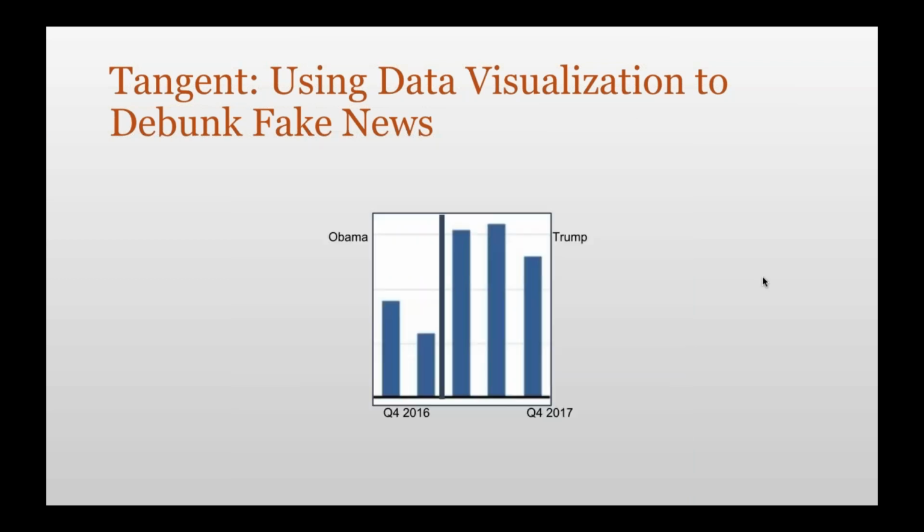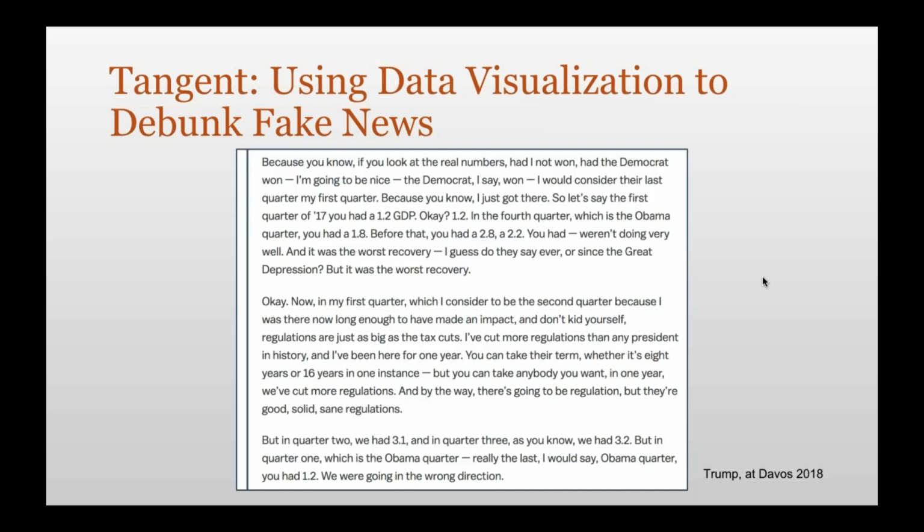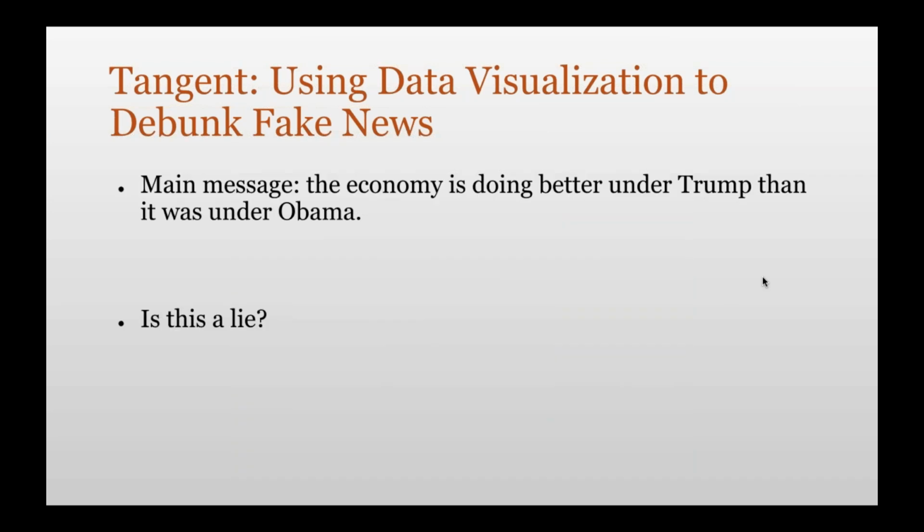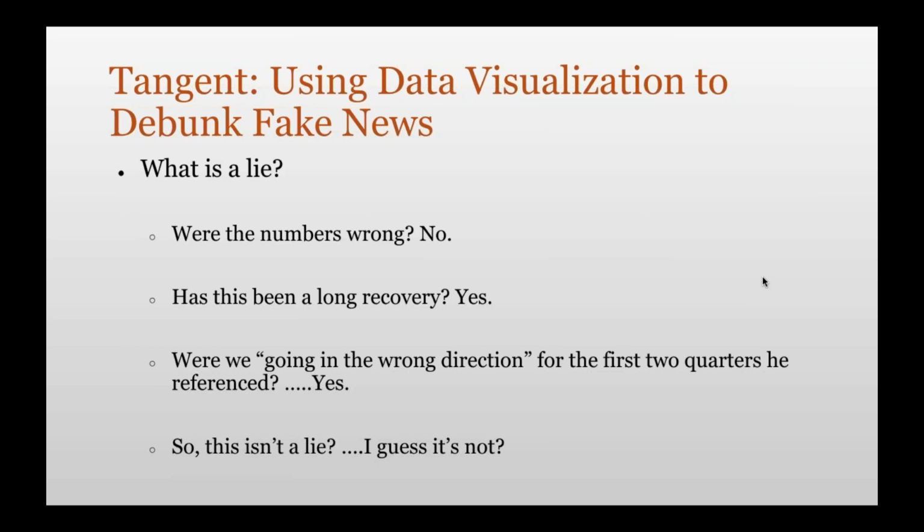So, distilling the raw numbers that he mentioned, this is just a bar graph of quarterly GDP growth. The main message that he's looking to communicate is the economy is doing better under Trump than it was under Obama. And the sorts of things you would look at when you hear a politician say something is: is this a lie? Is this the truth? What sorts of things would you analyze?